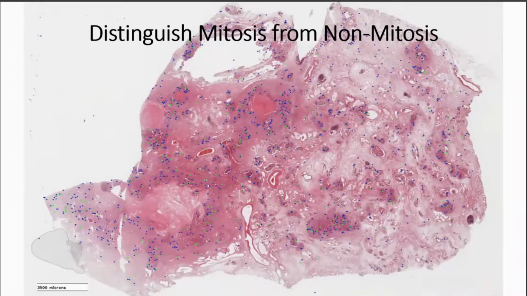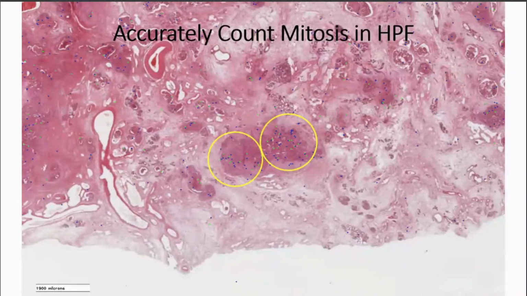And then they need to differentiate between mitosis and non-mitosis. The blue dots that you're seeing on the specimen now all represent cellular structures that look similar to mitotic activity, but actually aren't. And so that's one of the challenges for the pathologist. And then they need to accurately count the occurrences of mitoses in the field of view that they use. And this gives an illustration of what a typical high-powered field of view would be capturing.